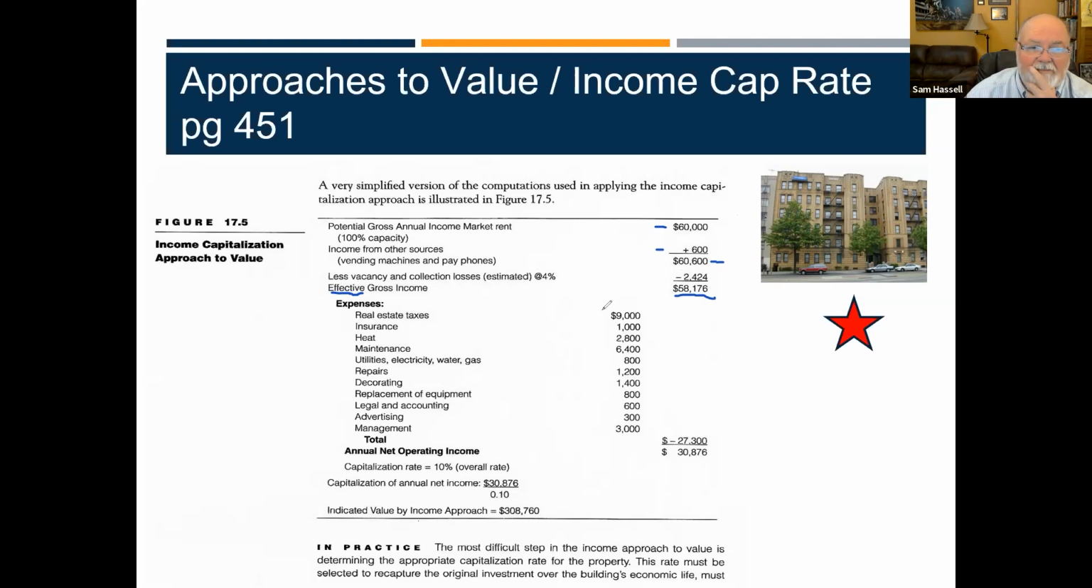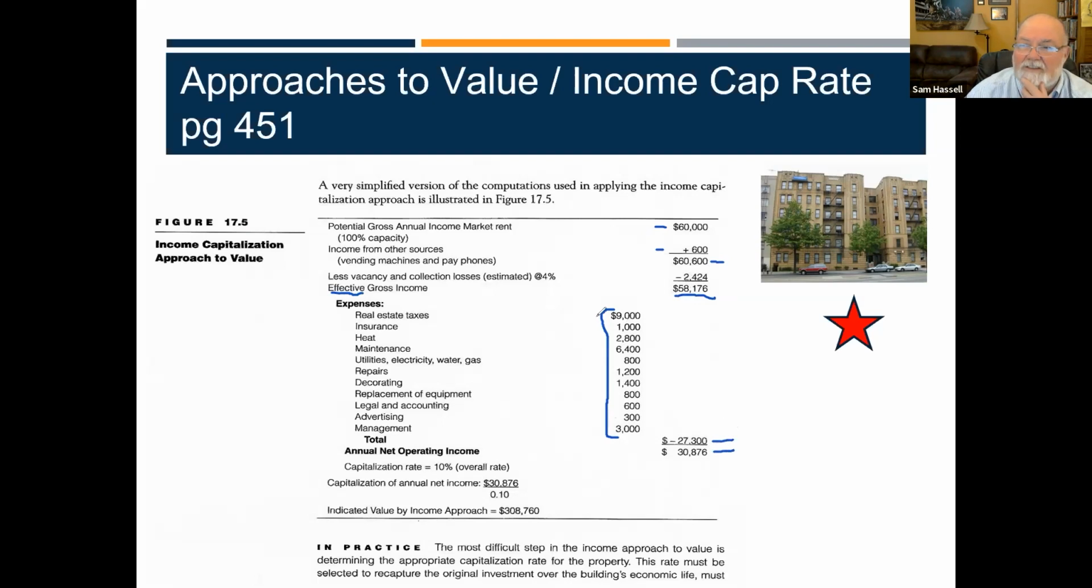And then I have all of my expenses, all right? Taxes, insurance, heat, management, advertising, all of these things. And that's going to come to $27,300. So I'm going to take my gross income, subtract my operating expenses, and that means I'm going to net, what I'm looking to net, $30,876.